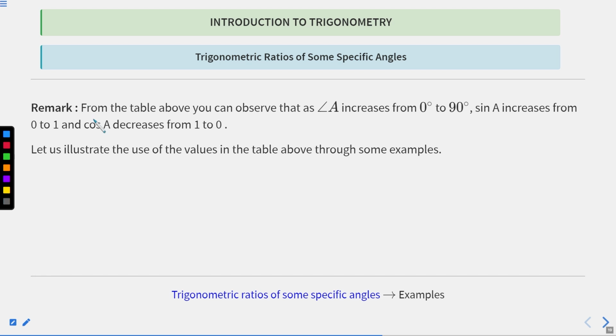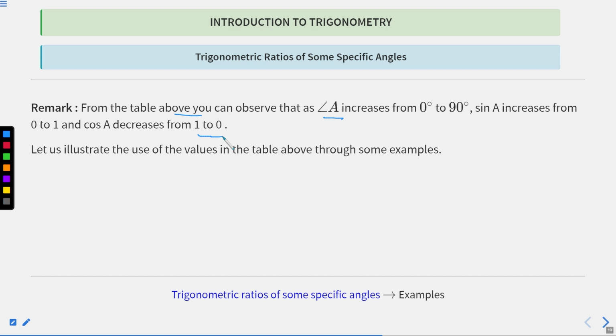Let us give a remark. From the table above, you can observe that as angle A increases from 0 to 90 degree, sin A increases from 0 to 1 and cos A decreases from 1 to 0. Okay, so now let us illustrate the use of the values in the table above with some examples.